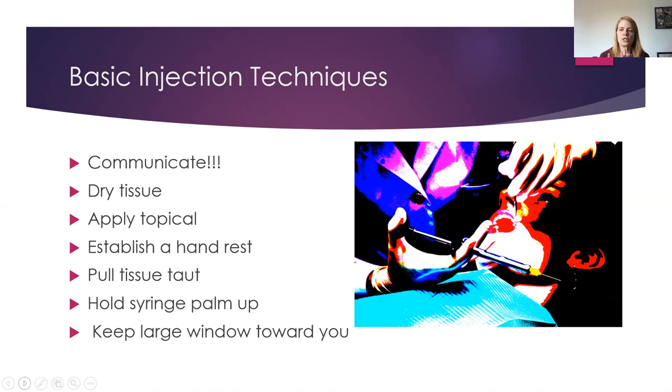We're going to hold the syringe palm up so that we can get a fulcrum. If your palm's down, how are you going to fulcrum with your ring finger and your pinky finger? If your palm is up, you're going to be closer to the patient's face. And the window with the cartridge is going to be facing towards you so that you can see how much of the anesthetic solution has been deposited, and look to see if you have a positive or negative aspiration.